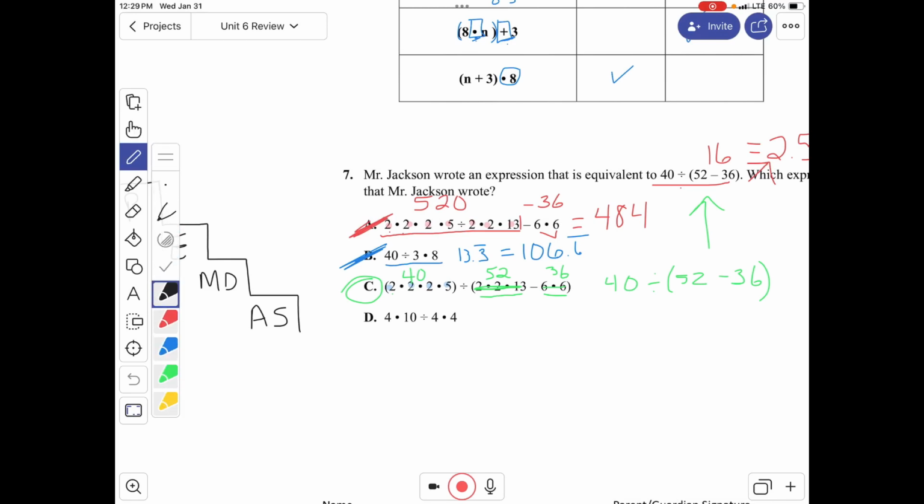I still want to check the very last answer choice and see if it's possible that I did something wrong. So it doesn't have any parentheses, any exponents, so I'm going to do multiplication and division from left to right. So I start with 4 times 10, which is 40. 40 divided by 4 is 10, and 10 times 4 is 40. So no, it did not. Answer is C.